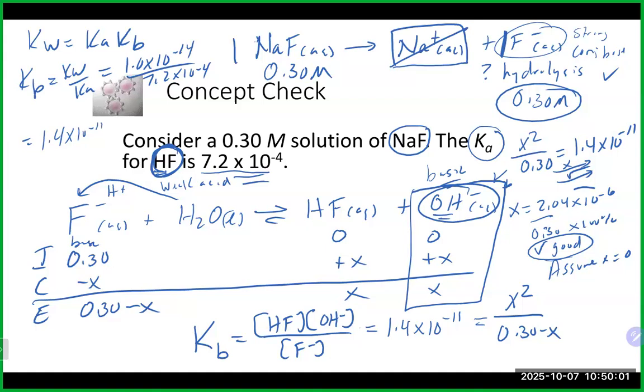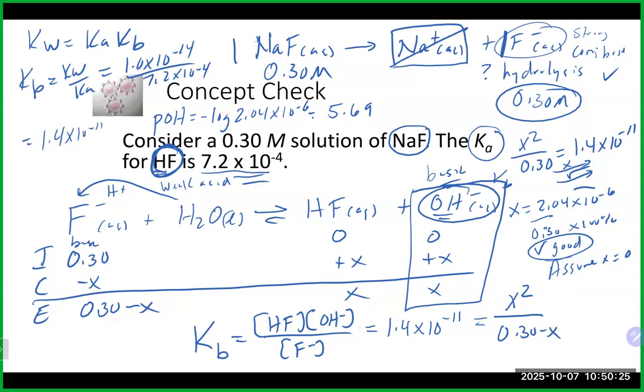So remember that is the hydroxide and not the H plus. So we do have to pOH it first here. So our pOH is going to be minus the log of our x value there, 2.04 times 10 to the minus 6. So minus the log of 2.04 times 10 to the minus 6. Looks like maybe a 5.69.